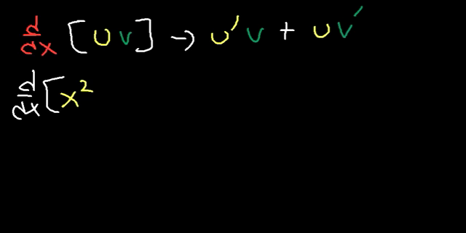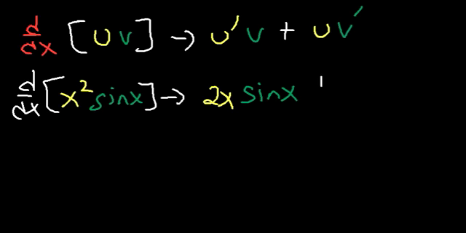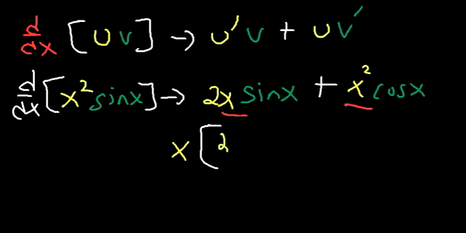So let's apply it. Let's say if we wish to differentiate x squared sine x. So the derivative of x squared is 2x, and then we're going to keep the second part the same, the sine x, plus the first part, which is x squared, times the derivative of sine, which is cosine x. So that's the answer, but we can simplify it. We can notice that we can factor out a GCF, in this case x. If we take out an x, we're left with 2 sine x plus x cosine x. So sometimes you can simplify by factoring out the GCF.